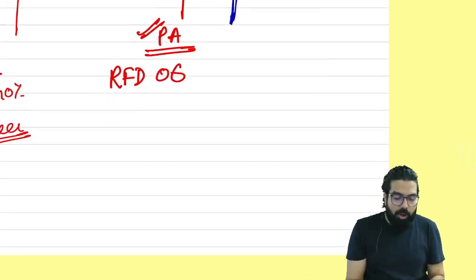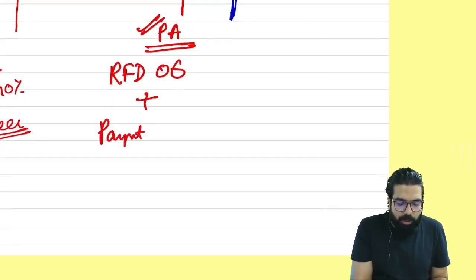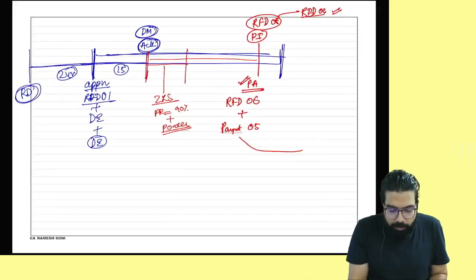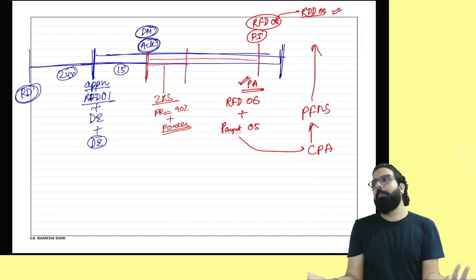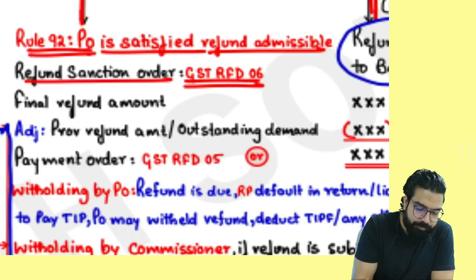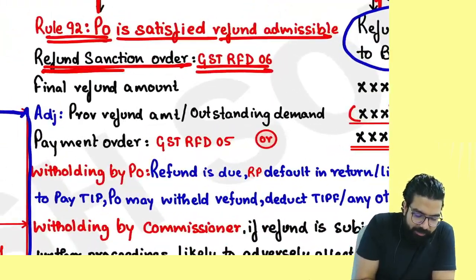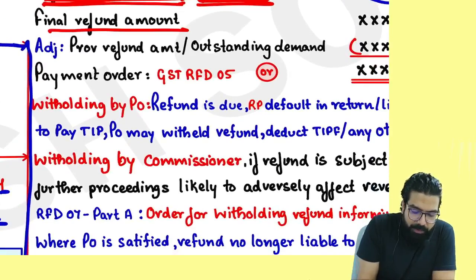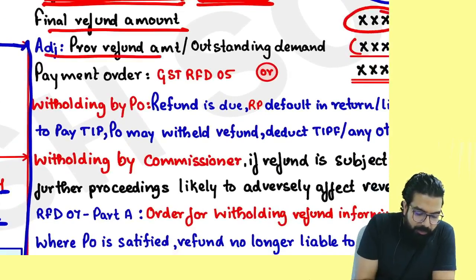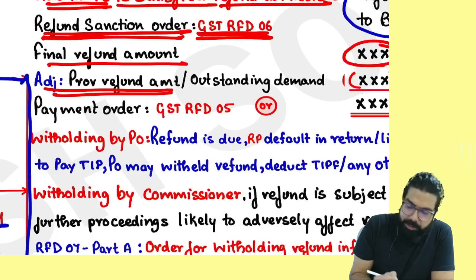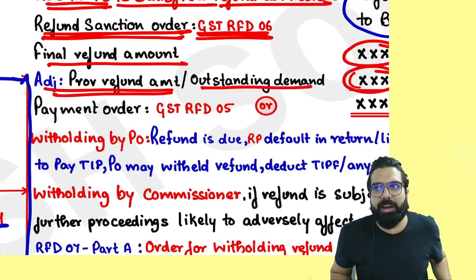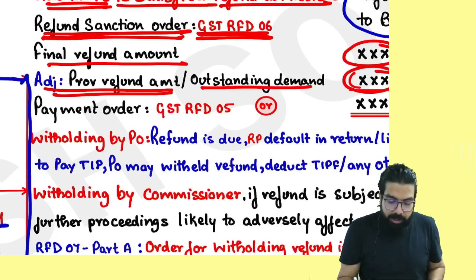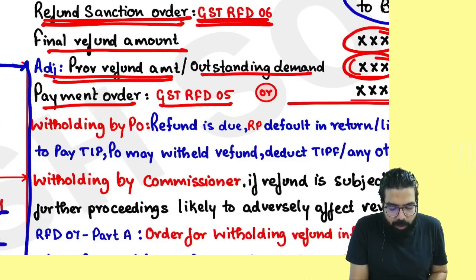Along with the sanction order, they will give a payment order also, RFD 05. The payment order will create a consolidated payment advice. It will go to the PFMS website, and the money will come in your bank account. That's all, everyone. See here. When the refund sanction order is passed, the final refund amount will be told over here. If you were given any provisional refund amount, that will be deducted, or if any outstanding demand order is there, remember, that amount also they can recover. So they will deduct, and the payment order will be given for the remaining amount.